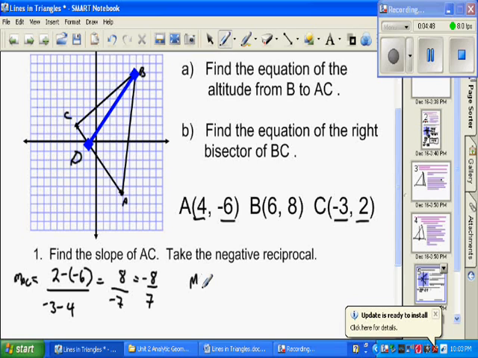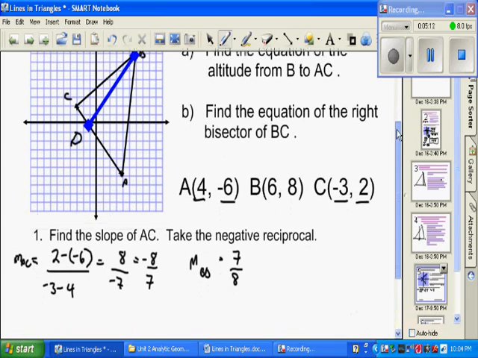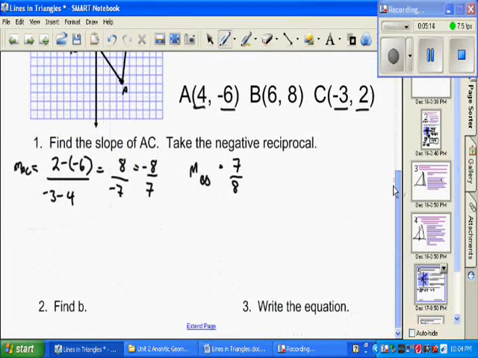So that means the slope of the perpendicular line, which is going to be BD, is going to be positive 7 over 8. Okay, so you flip it and change the sign. So the slope of our altitude is 7 over 8. Once we know the slope of our altitude, and we know a point, we know point B, we can use the point and the slope to find our equation.